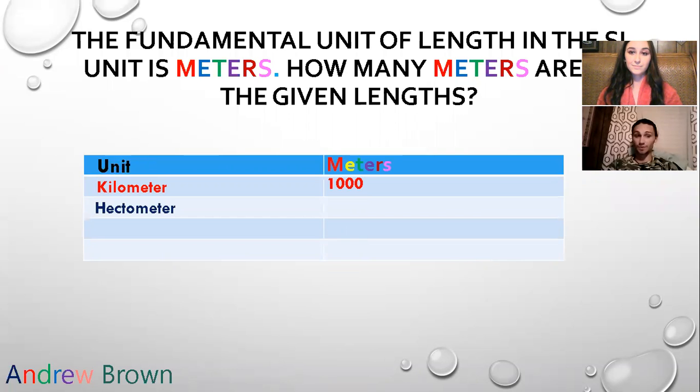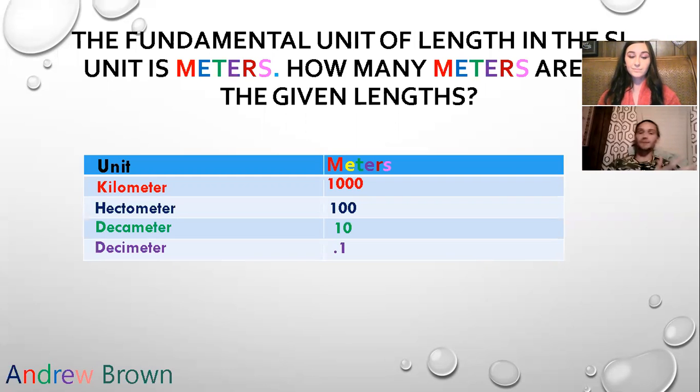With the next one, we have a hectometer. That is 100 meters. And in a decameter, there's only 10 meters. And finally, within a decimeter, there's 0.1 meter, if you would.